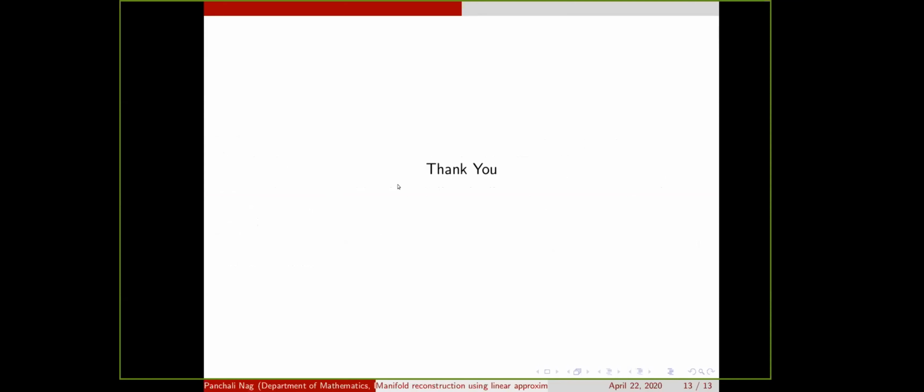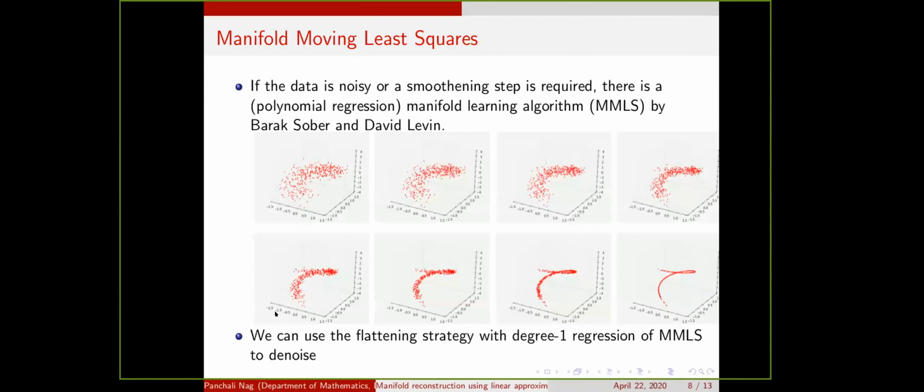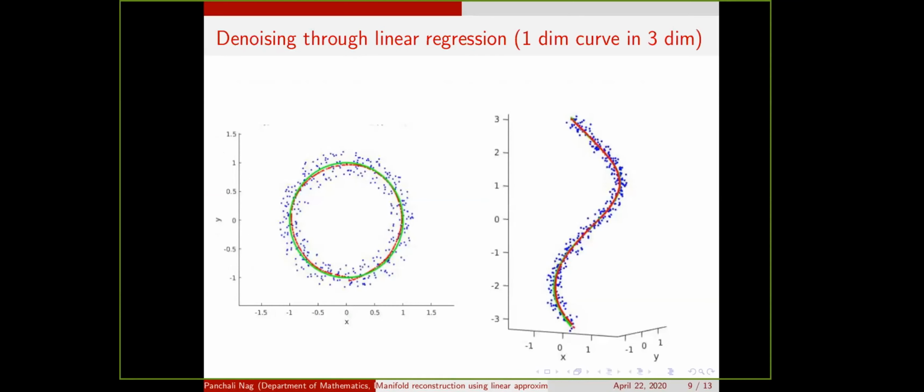Great, thank you. Other questions? Let me ask one question. Panchali, can you go back to your denoising slide? I think it's slide 9. Yes, like 8 and 9, this series.